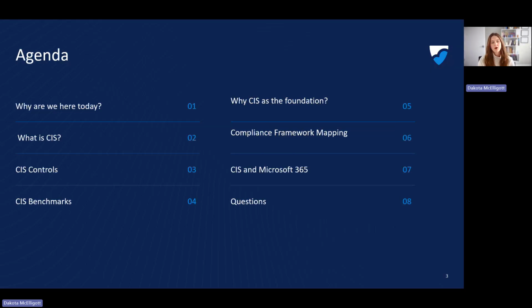This is what we're going to be walking through today. We'll have an overview of CIS. We'll individually go into the CIS controls and the CIS benchmarks. We will focus on why we have CIS as a foundation in the Enforcer platform. We will look at compliance framework mapping as a whole, and then also talk about CIS in Microsoft 365 as well.